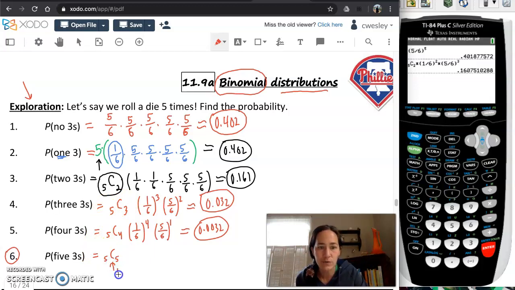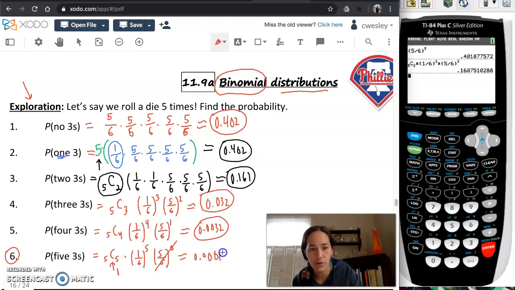5C5 actually equals 1, and then times 1/6 to the fifth power. You don't have any non-3s, so the 5/6 to the 0 power doesn't even need to be present. And you get the tiniest of probabilities, 0.00013.